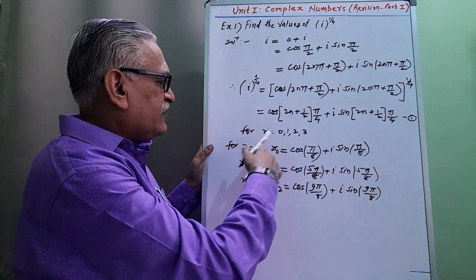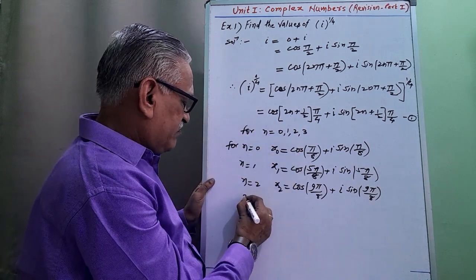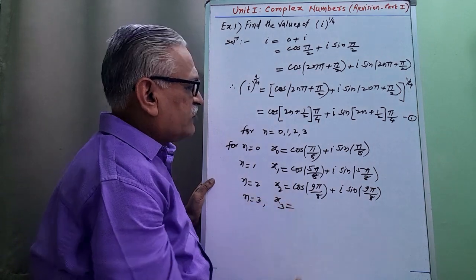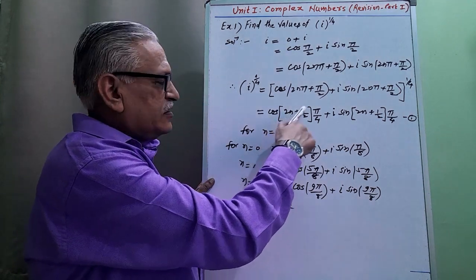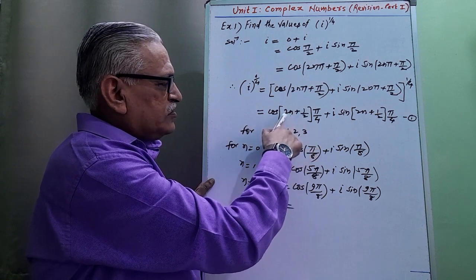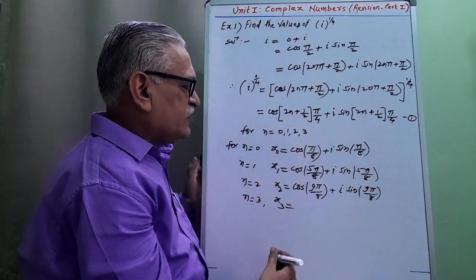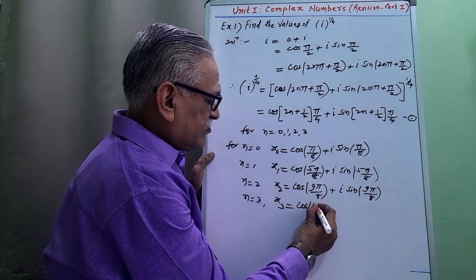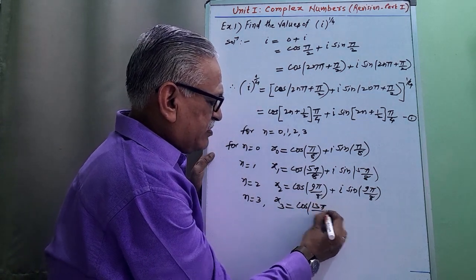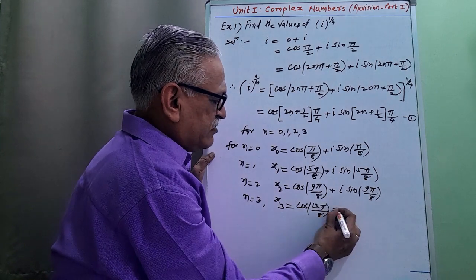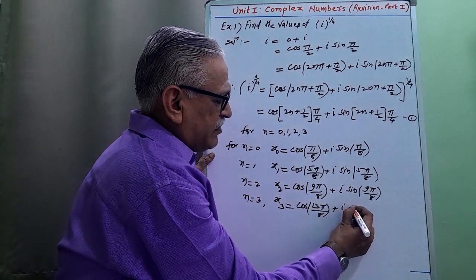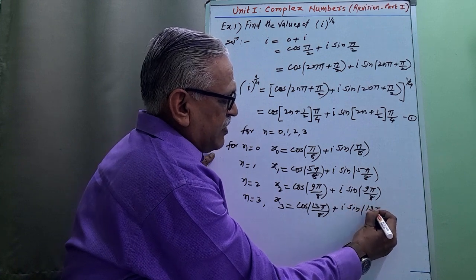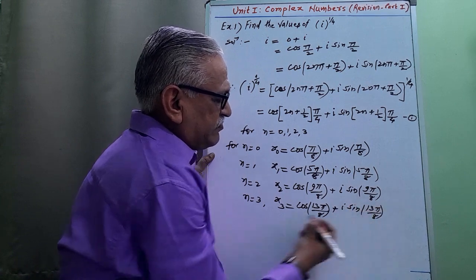And lastly, for n is equal to 3, we get x3 is equal to 3 into 6 plus 1 by 2, 6 into 2 is 12, 12 plus 1, we get 13. Therefore it is cos of 13 pi divided by 8 plus i times sin of 13 pi divided by 8.